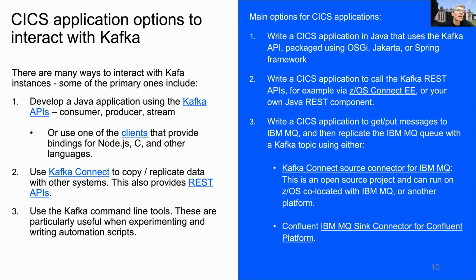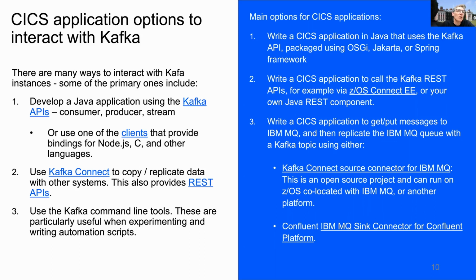There's also Kafka Connect, a project that allows you to integrate other environments into Kafka without having to write applications. They typically will copy or replicate data from those other systems. And Kafka Connect also provides a REST API, so in fact you can interact with Kafka by writing REST API calls into that Kafka Connect component. So anywhere you can call a REST API, you can basically interact with Kafka.